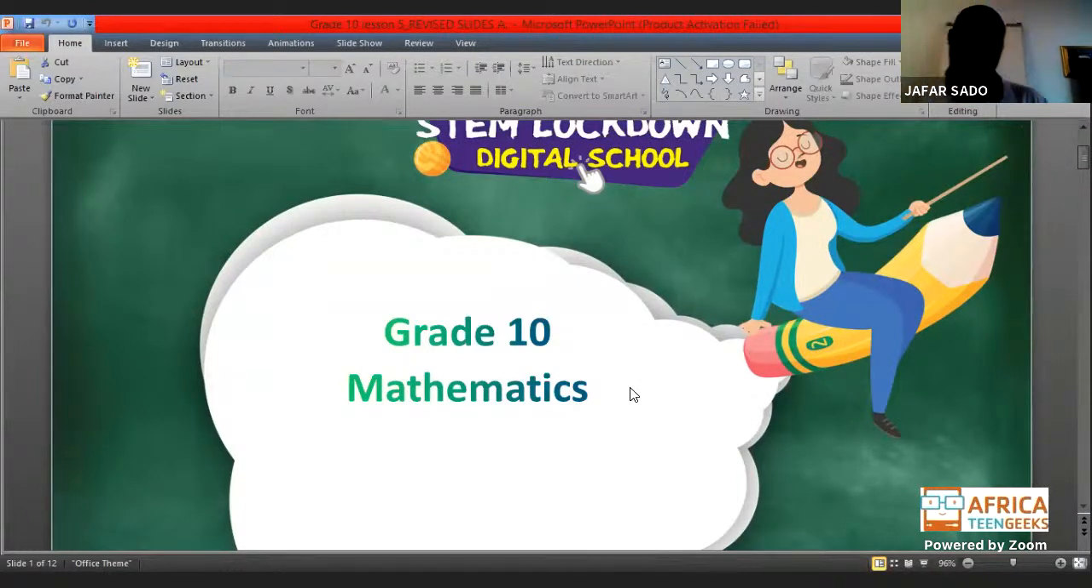Remember yesterday we were treating linear literal equations, and then we went to quadratic equations. Yesterday we did quadratic equations, and today's class is going to be a continuation of that. So today we'll be looking at simultaneous equations.